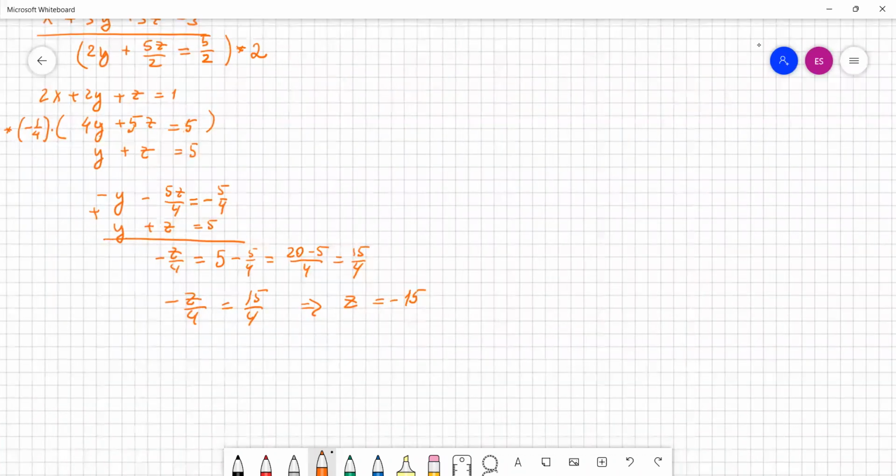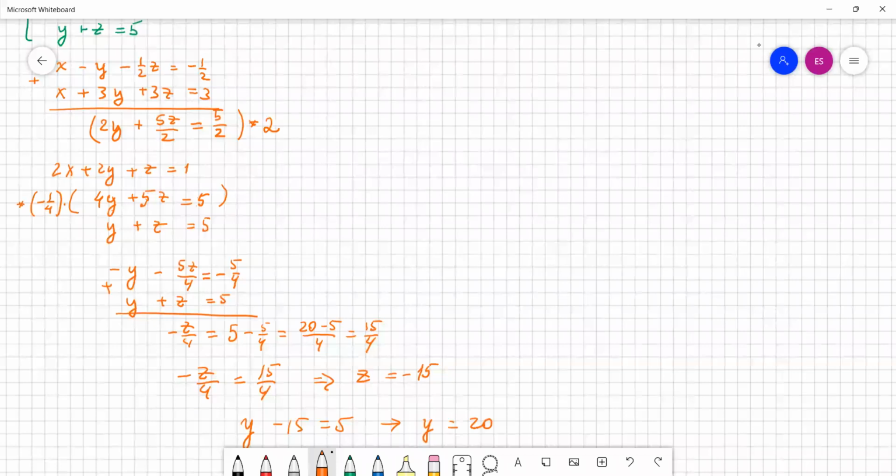So I found my z. Now I can bring it back into the equation which is underlined and find y, right? So y minus 15 equals 5, from where y equals 20, right? I mean, bringing minus 15 over here. And now I can go back to my first equation and substitute it and calculate x.